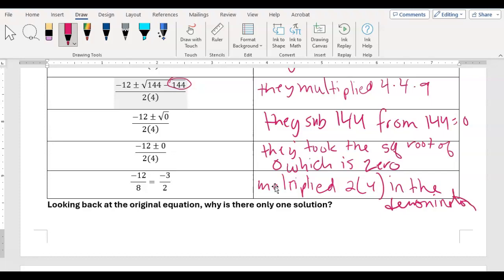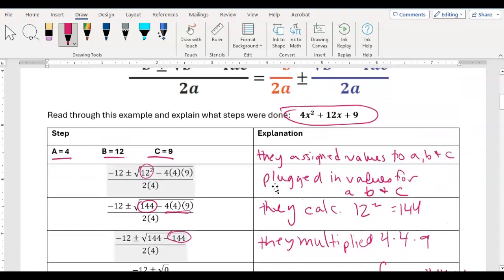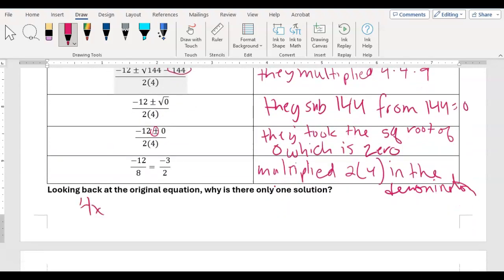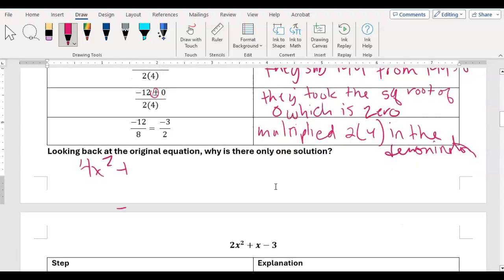And in this case, notice that our plus or minus 0 is still going to give us negative 12, right? If I add 0, it's going to be negative 12. If I subtract 0, it's going to be negative 12. So in this case, there's only one solution. And it says, looking back at the original equation, why is there only one solution? Well, the original equation is 4x squared plus 12x plus 9. And the reason there's only one solution is because this is a perfect square. This is 2x plus 3 squared. And so when we set that equal to 0, there will only be one possible solution, which is negative 3 over 2.